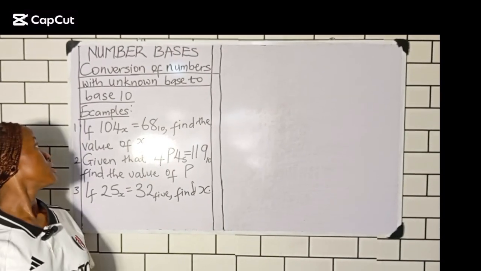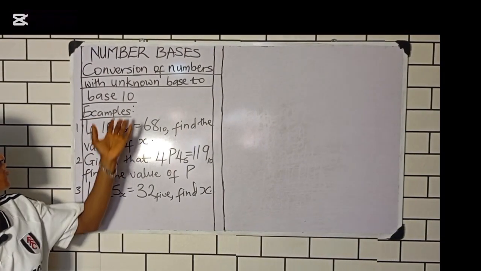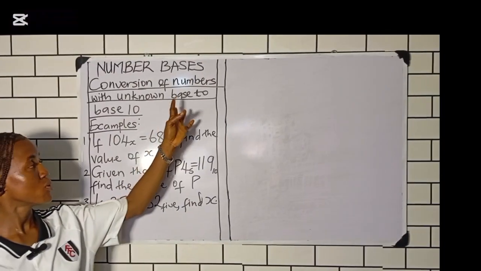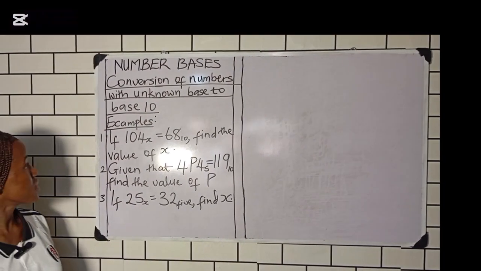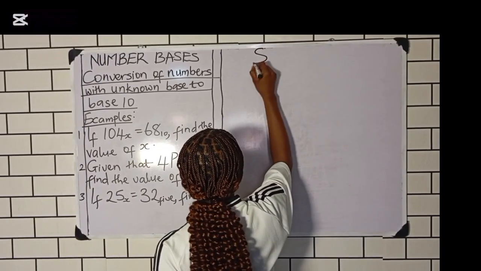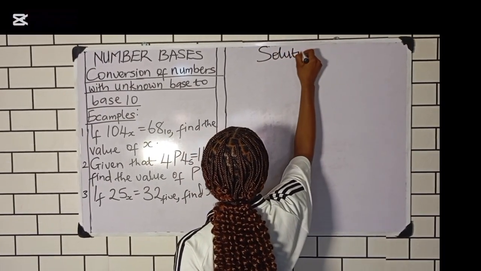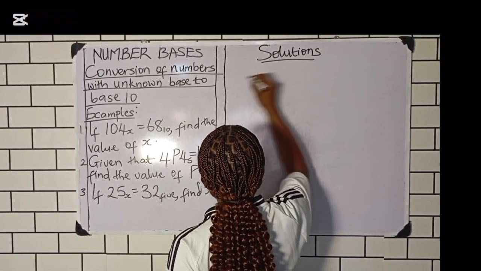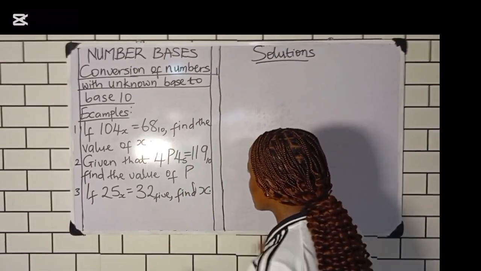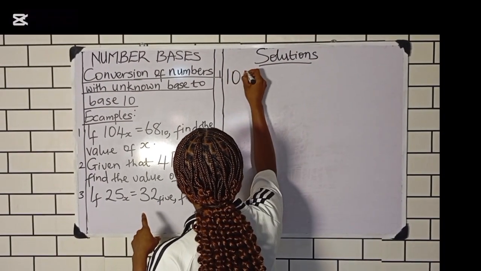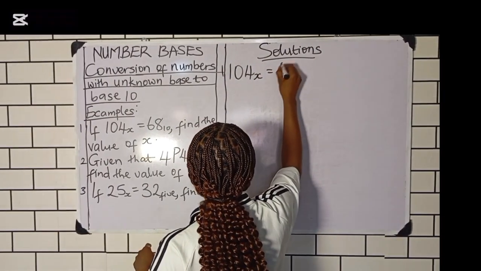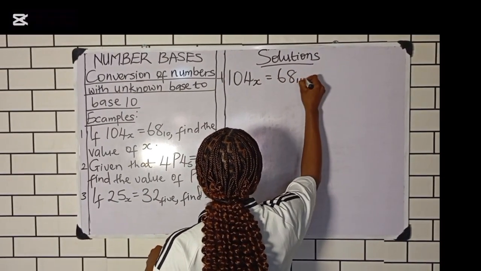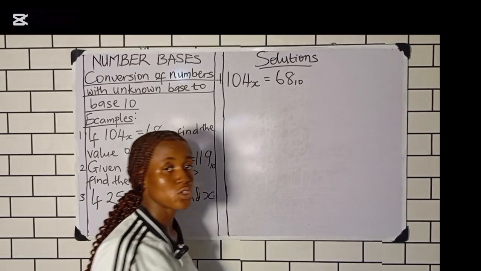Moving further, we'll be solving conversion of numbers with unknown base to base 10. Examples: number 1, we are given 104 in base x is equal to 68 in base 10. Now what are we going to do here?